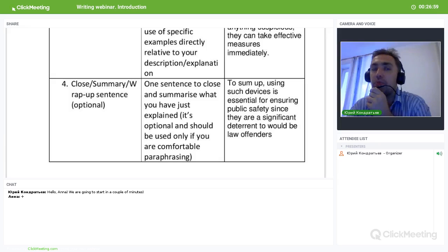You don't have to use it. It's optional. So if you feel comfortable paraphrasing, because you have to repeat basically the same idea as in the first sentence of this paragraph, and sometimes the same idea as in your thesis statement in the introduction. If you have enough synonyms, then it's great. If you don't, then you don't have to write the sentence. So, to sum up, using such devices is essential for ensuring public safety, since they are a significant deterrent to would-be law offenders.